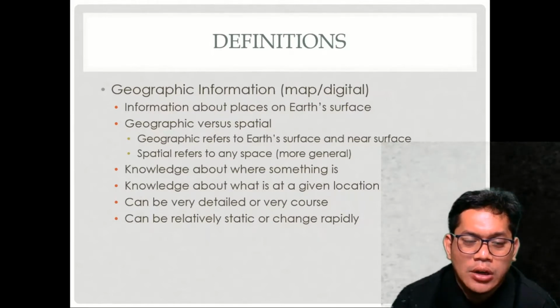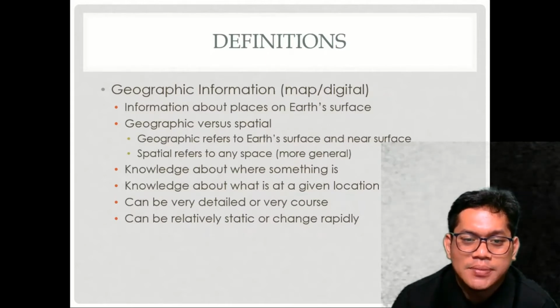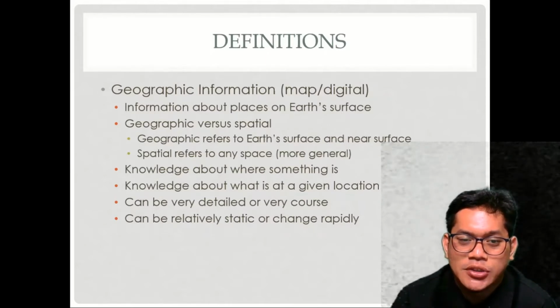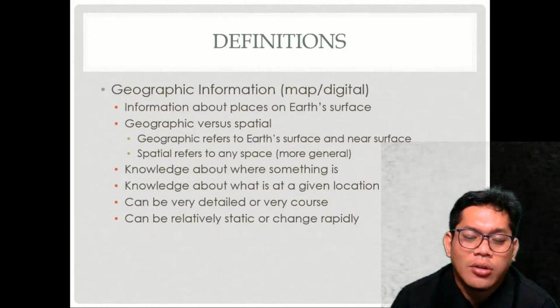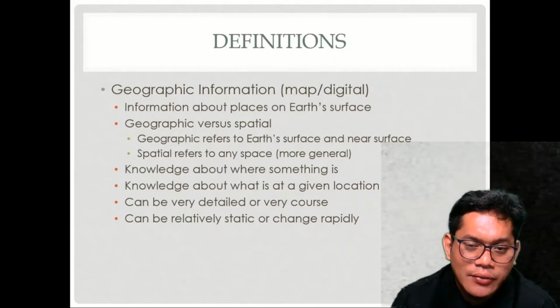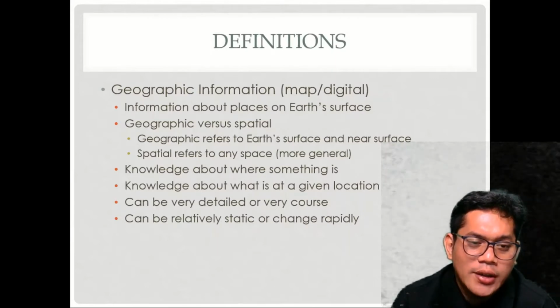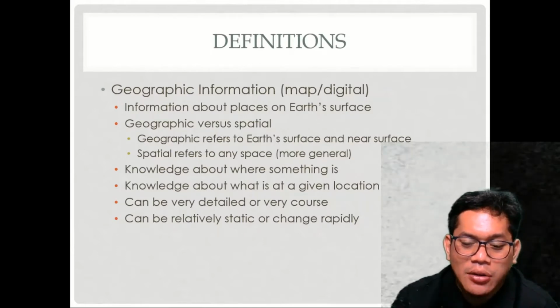Okay, what is geographic versus spatial? Geographic refers to the Earth's surface, spatial refers to any space, which is more general. So geographic information is knowledge about where something is, and also what is at a given location, where it can be detailed or very coarse, and it could be static or change rapidly.